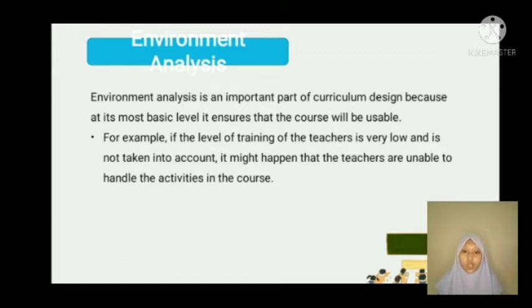And environment analysis is an important part of curriculum design because at its most basic level, it ensures that the course will be usable. For example, if the level of training of the teachers is very low and is not taken into account, it might happen that the teachers are unable to handle the activities in the course.